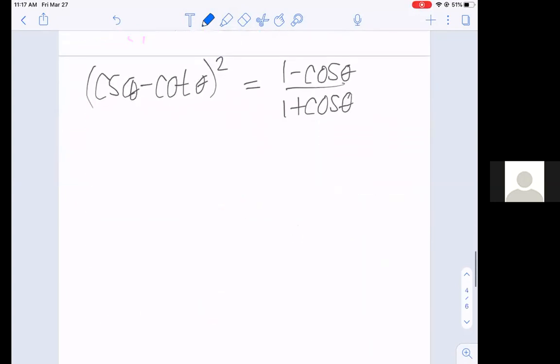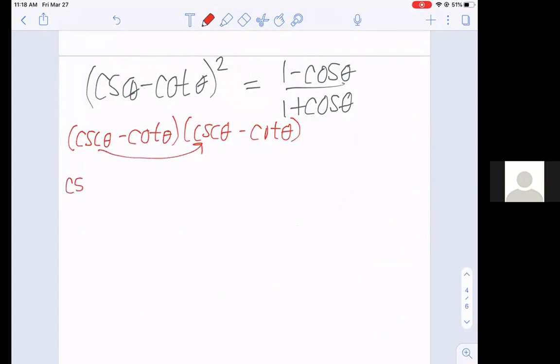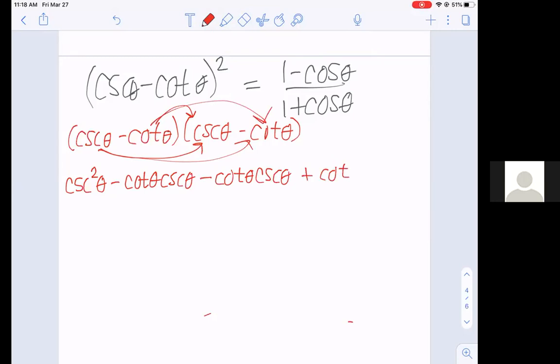All right, and this is our last one. And I'm gonna pick the left side. Okay, so I'm gonna pick the left side, and this is a binomial squared. So I'm gonna write it twice. And I'm gonna FOIL it. Okay, so we've got cosecant squared minus cotangent cosecant minus cotangent cosecant plus cotangent squared theta.